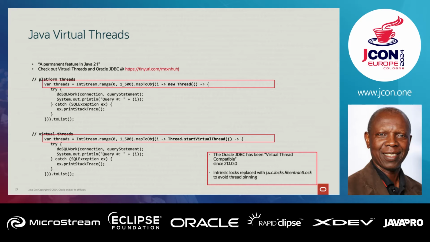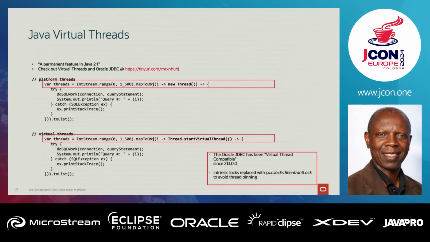The Oracle 21 drivers do not support Java 21. That's right. Only the 23 drivers support Java 21, but the 23 drivers are supported for production only on OCI, the cloud infrastructure. So outside of OCI, there is no way to use virtual threads, because the 21 drivers do not support Java 21, and the 23 drivers are not supported for production outside of OCI.